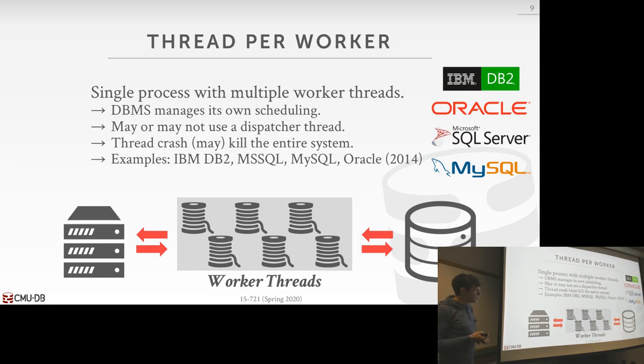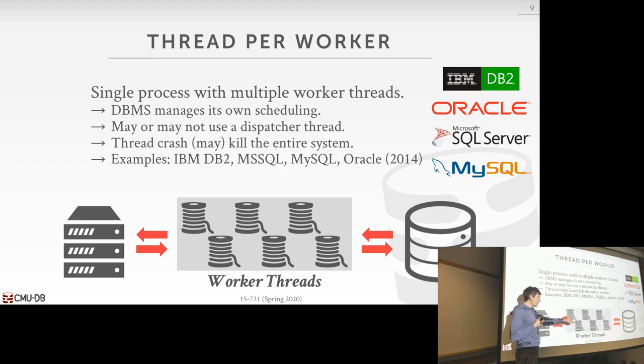Thread per worker is a single process, and inside that process we have multiple threads. You may or may not have a dispatcher thread. You still can do the same approach where you have one thread listens on a socket that all incoming requests have to go to, and then you hand it off to another socket on another thread so it can process things. Or you can just have a dedicated thread per connection, or you can just have a general purpose networking layer that just hands off work to anybody that has idle cycles. As I said, every single database system written in the last 10 years follows this approach.